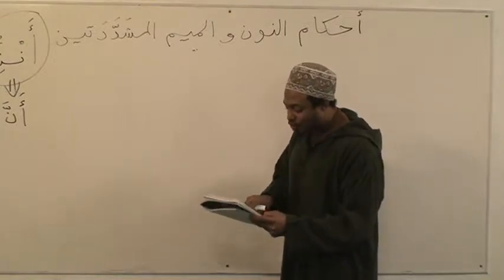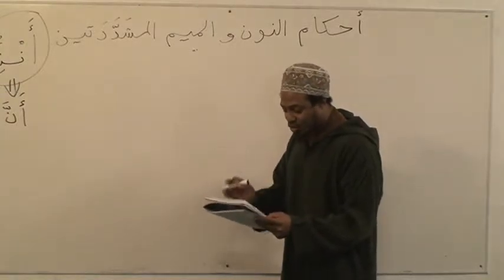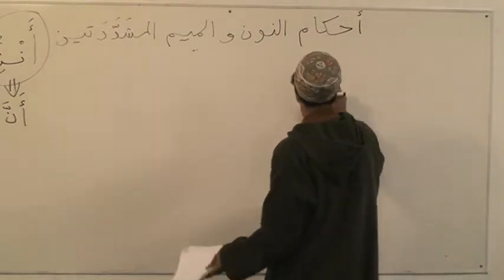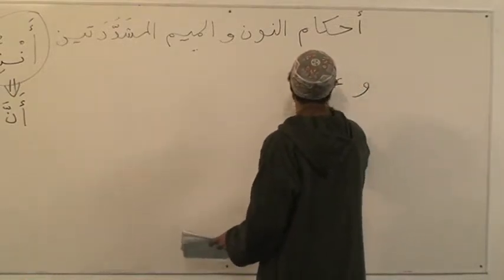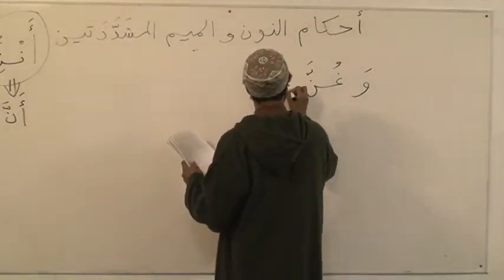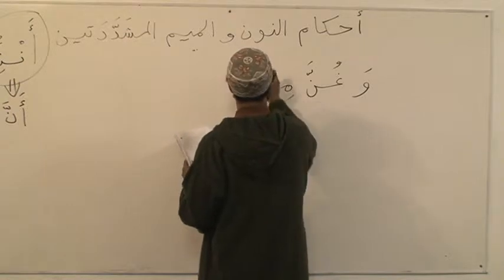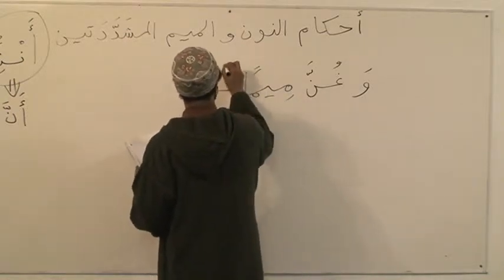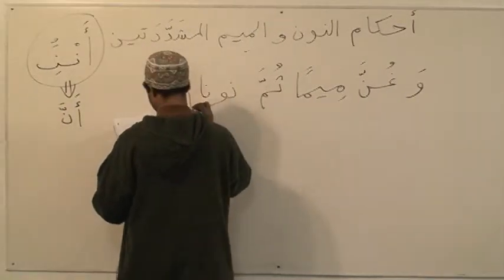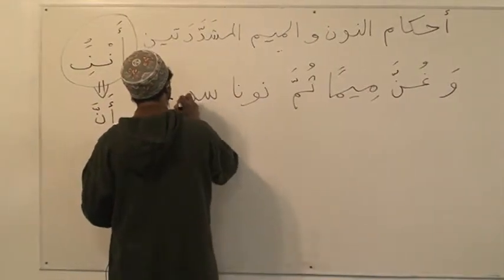With regards to the rules surrounding the meem and the noon, when they come mushaddad, the author said, وَغُنَّ مِيمًا ثُمَّ نُونًا شُدِّدَ.